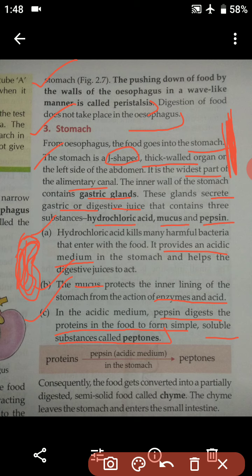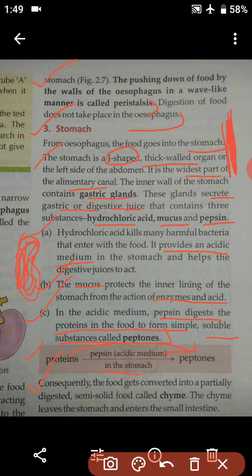Students, why? Because pepsin wants to make the food into a very simple and soluble substance. And then what happens? The proteins will be converted into peptides. So here you see, protein in the presence of pepsin in the acidic medium in the stomach will be converted into peptides. Consequently, the food gets converted into a partially digested semi-solid food called the chyme.